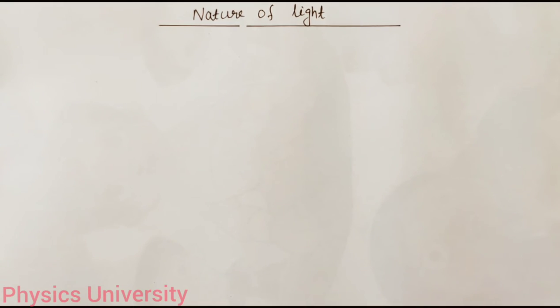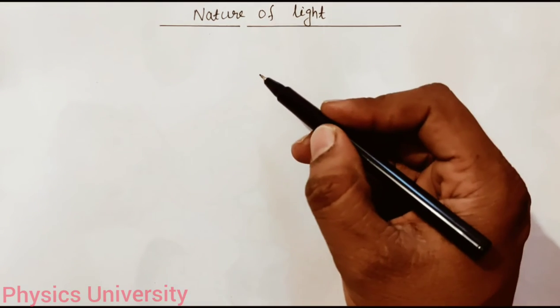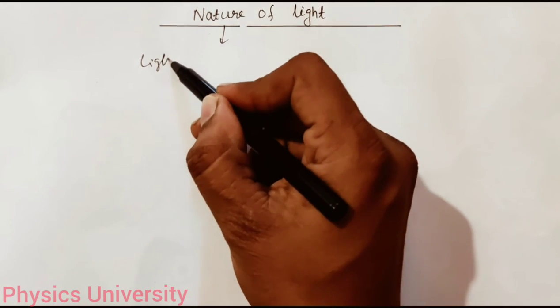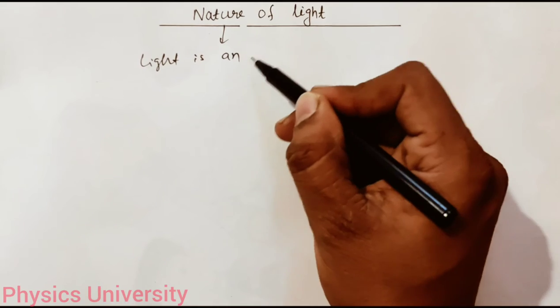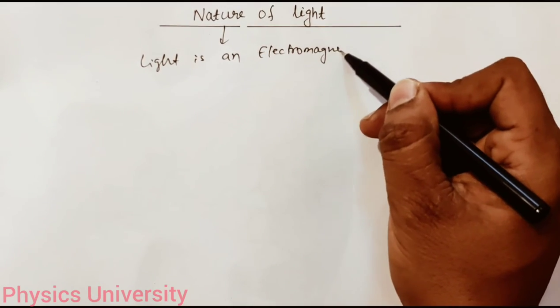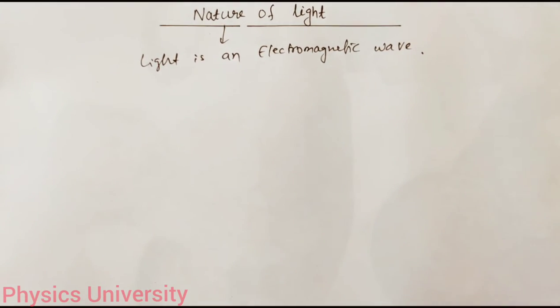Dear students, in this video we will learn briefly about the nature of light. You might have heard that light is an electromagnetic wave. Light is an electromagnetic wave. And about waves you have learned already in 9th standard.